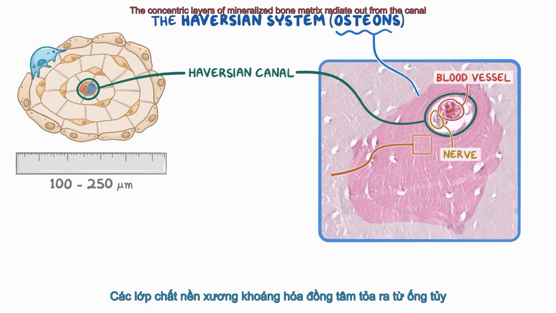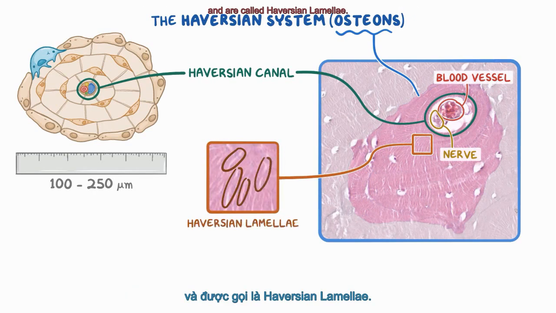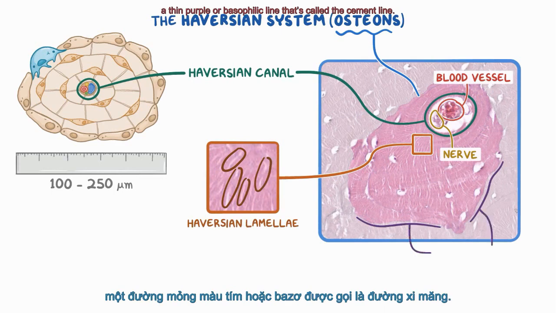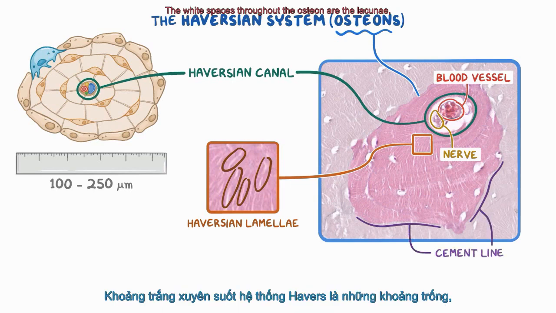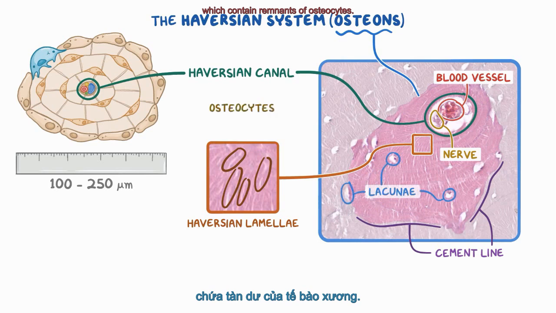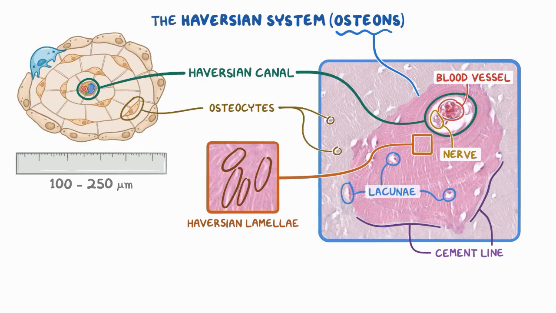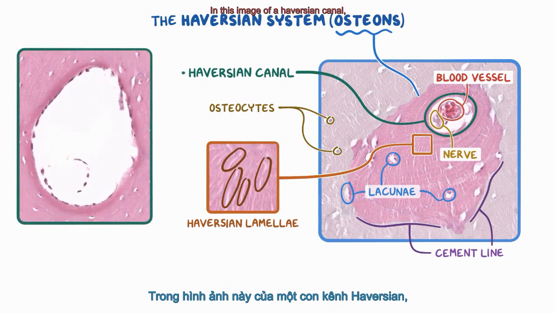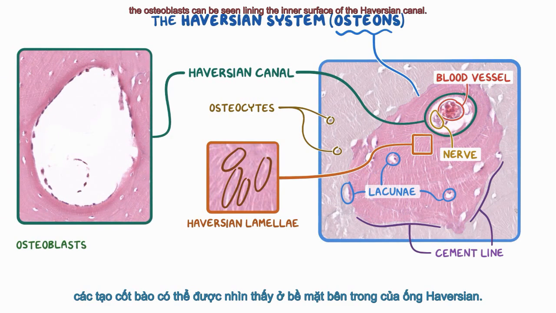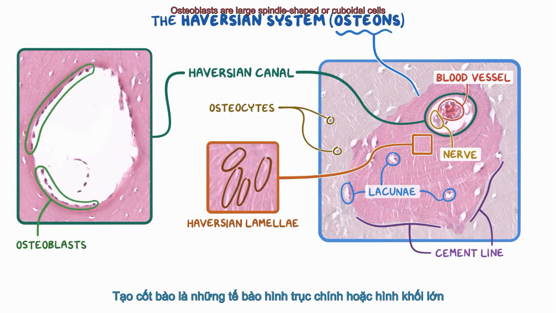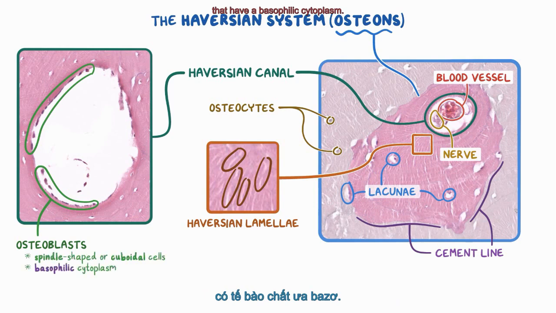The concentric layers of mineralized bone matrix radiate out from the canal and are called the Haversian lamellae. Along the border of each osteon is a thin purple or basophilic line that's called the cement line. The white spaces throughout the osteon are the lacunae, which contain remnants of osteocytes. In this image of a Haversian canal, the osteoblasts can be seen lining the inner surface of the Haversian canal. Osteoblasts are large spindle-shaped or cuboidal cells that have a basophilic cytoplasm.